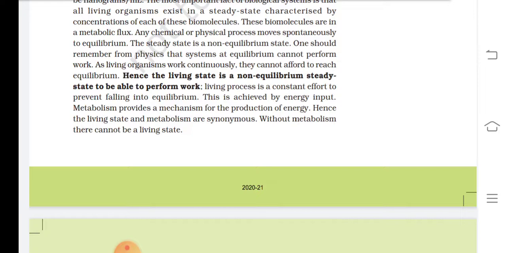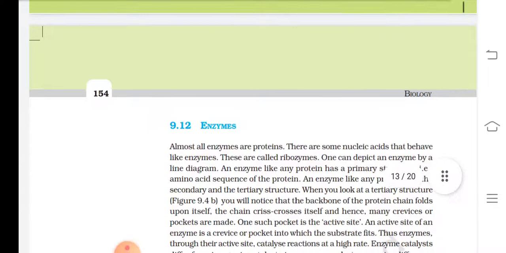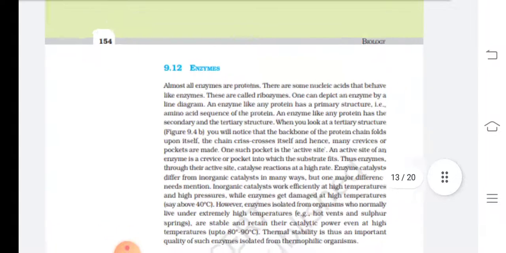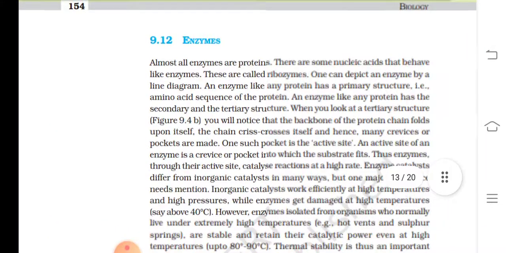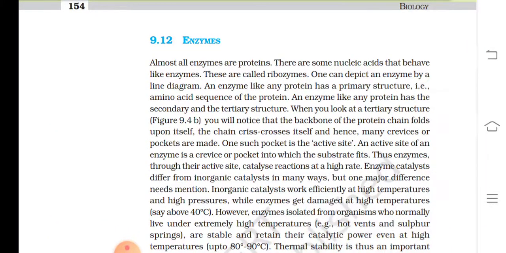Living process is a constant effort to prevent falling into equilibrium. This is achieved by energy input. Metabolism provides a mechanism for the production of energy. Hence, the living state and metabolism are synonymous. Without metabolism, there cannot be a living state. 9.12 Enzymes. Almost all enzymes are proteins.